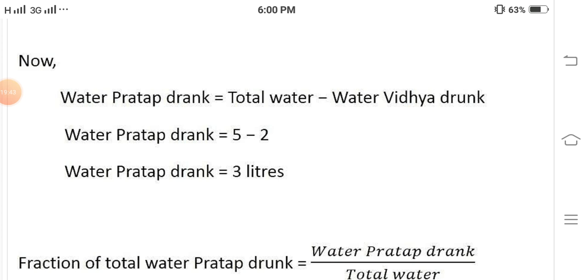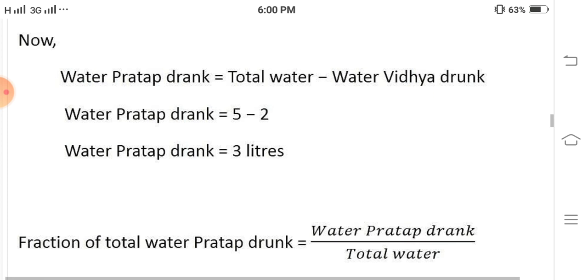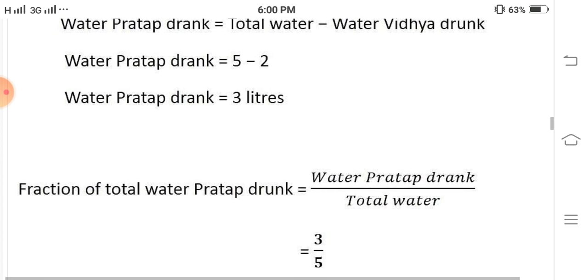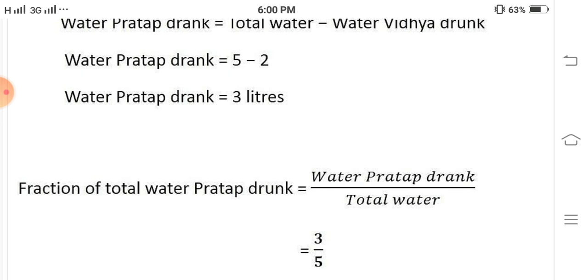Now students, total 5 liters of water was there and 2 liters were consumed by Vidya. So what is the amount which is consumed by Pratap? It is 5 minus 2, which is equals to 3 liters. 3 liters were consumed by Pratap. Now we have to find its fraction. So it will be the water drank by Pratap upon total water, which is equals to 3 upon total water was 5 liters, so the fraction becomes 3 upon 5.